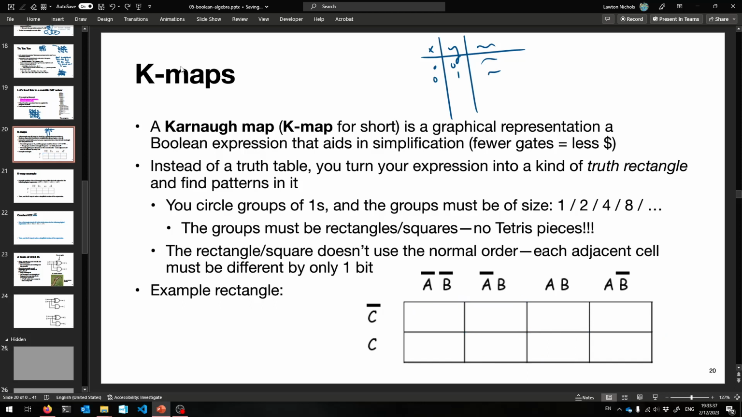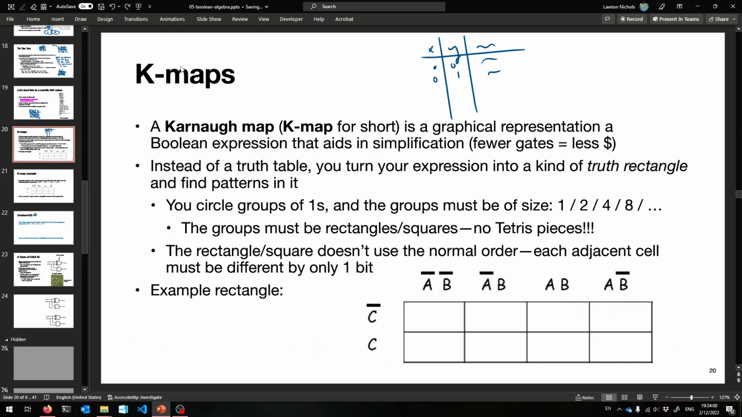All right. Also, the square doesn't use the normal kind of order. It uses A is false, B is false. A is false, B is true. And then it jumps straight to A is true, B is true, and then A is true, B is false. So A is 1, B is a 0 there. It's a kind of weird order.